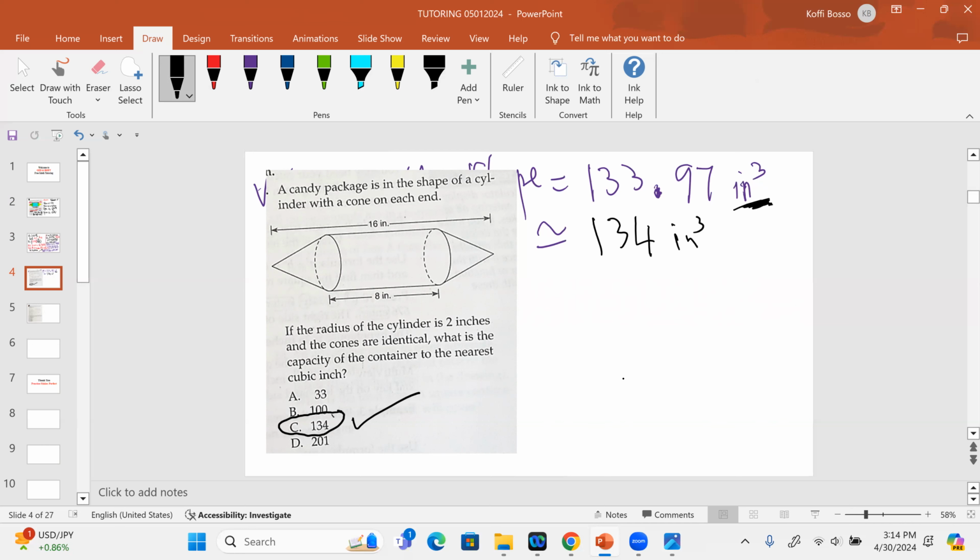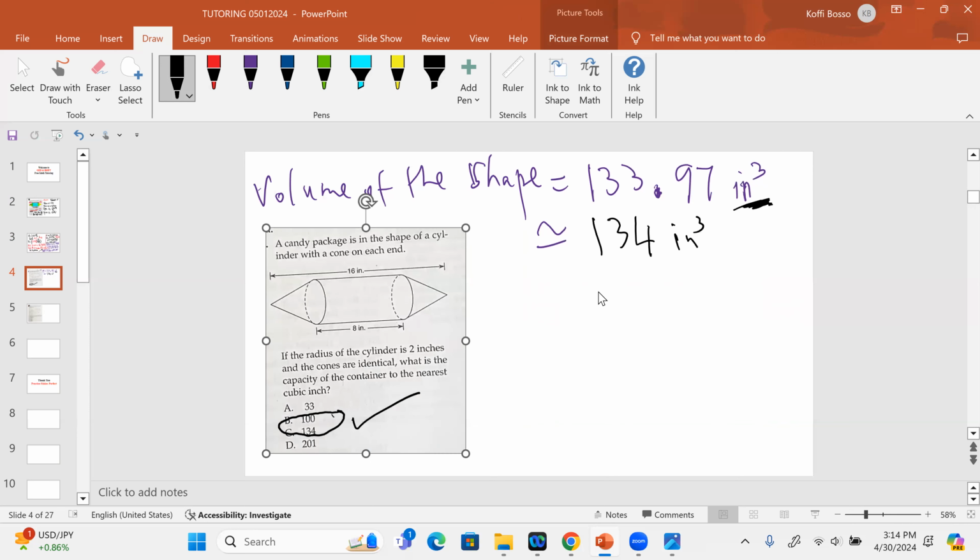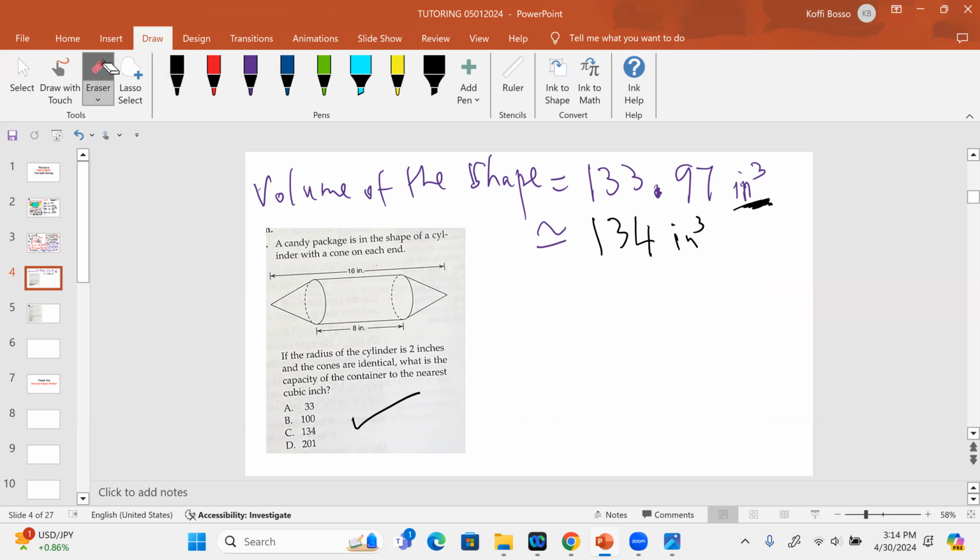Understood? Yes. Okay. Perfect. So you have to understand that that's the way you can break down a math problem. If you break it down, it looks simple to solve. Okay, let's see the next question.